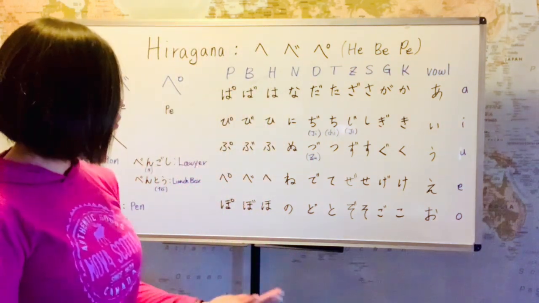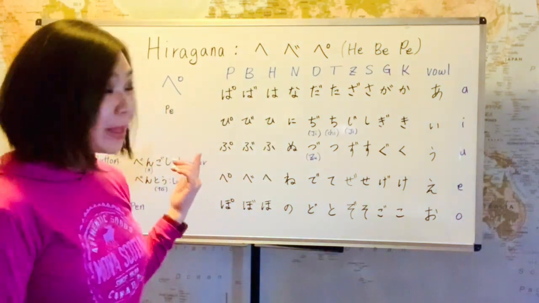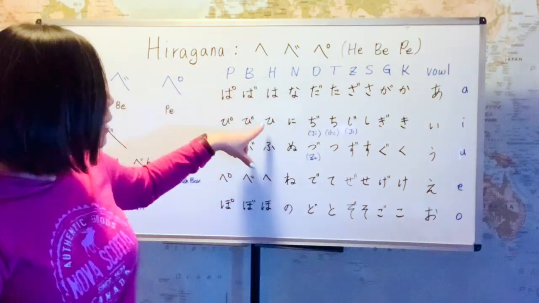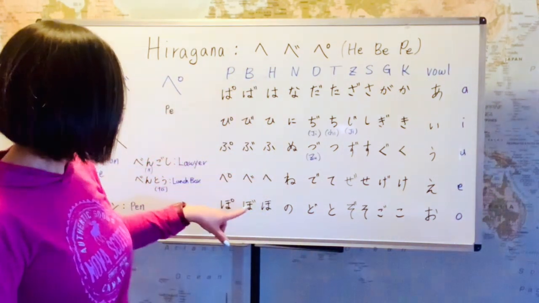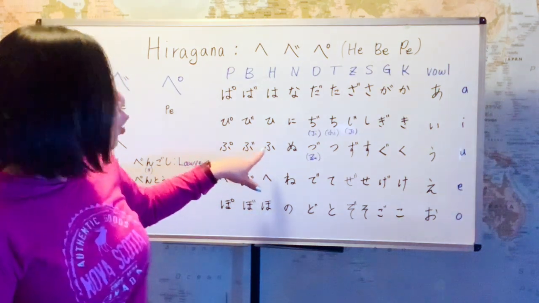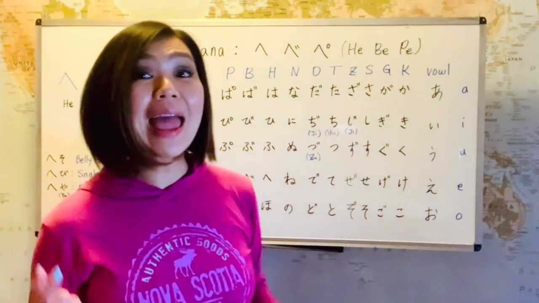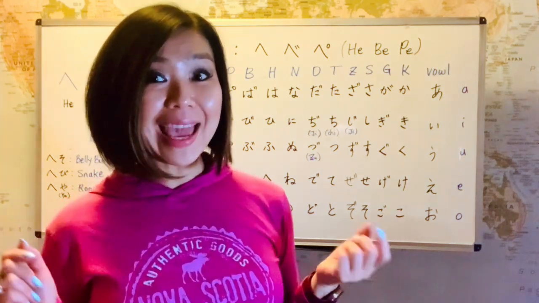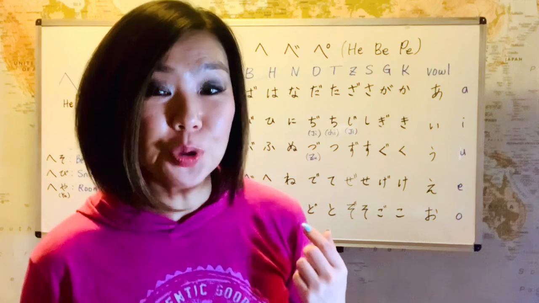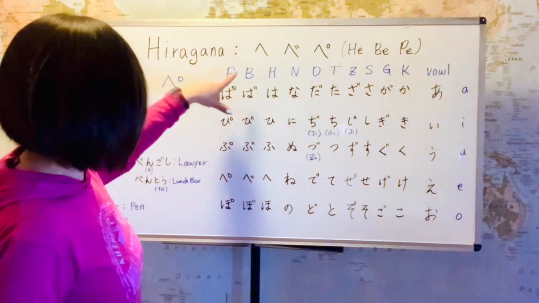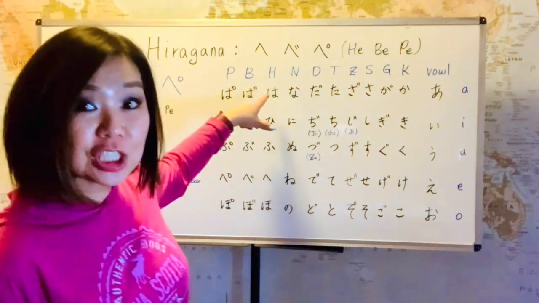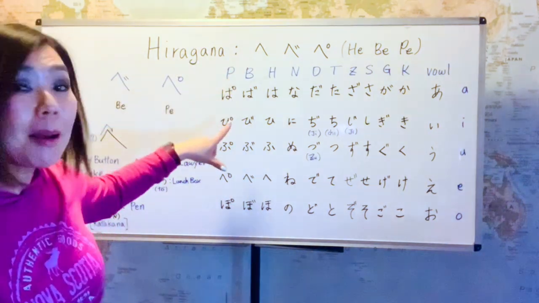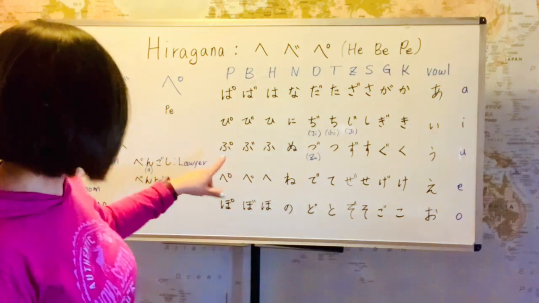And we moved on to the second half, right? And that's the H line now. That's ha, hi, fu, he, ho. Remember this fu? We don't have an F pronunciation. So we pronounce it like blowing out a candle. Fu, fu, okay? Fu. And if you put two dots on the H line, that would become the B line. And that's ba, bi, bu, be, bo.